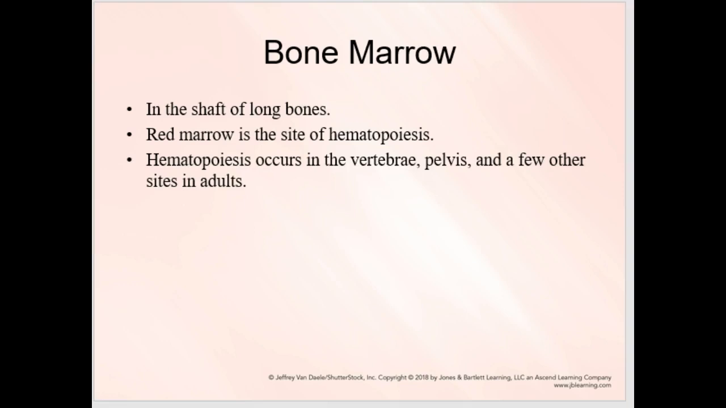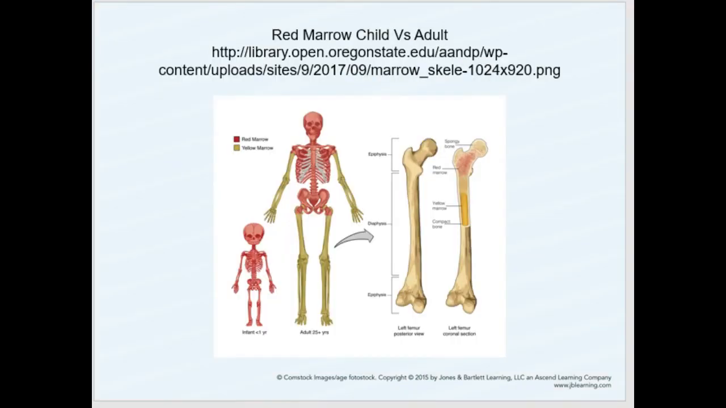Okay, so bone marrow could be at the ends, could be in the shaft. Generally, the shaft will be yellow, but once again, that's just a generalization. I have in the next picture, you'll be able to see. Red marrow is going to be the site of the creation of red and white blood cells. In an adult, the creation of red and white blood cells will be in the vertebra, pelvis, skull, scapula, ilium, specifically with the pelvis. So let's just look at a picture because I think this clarifies it here.